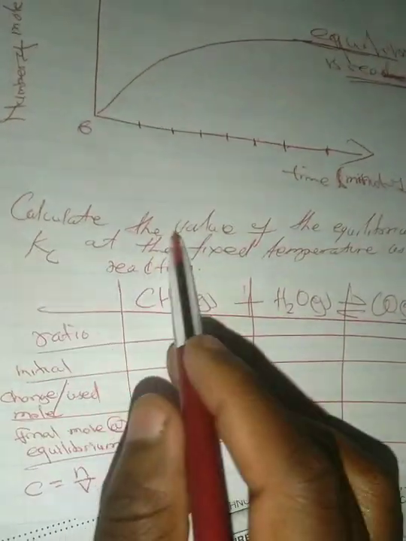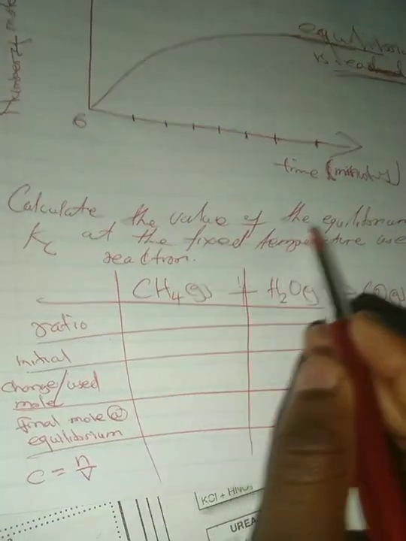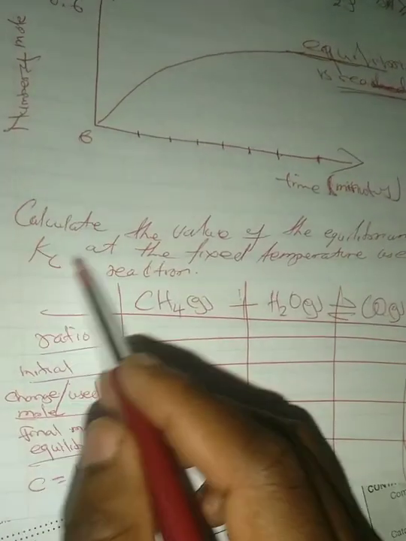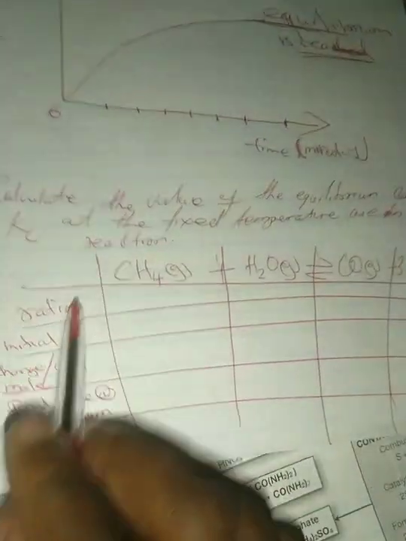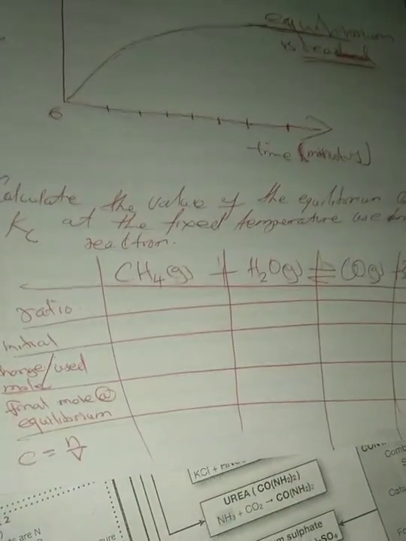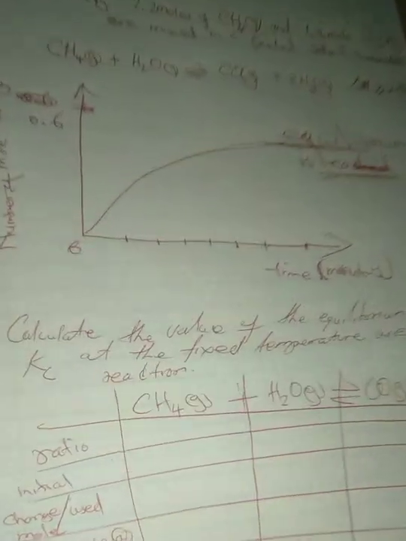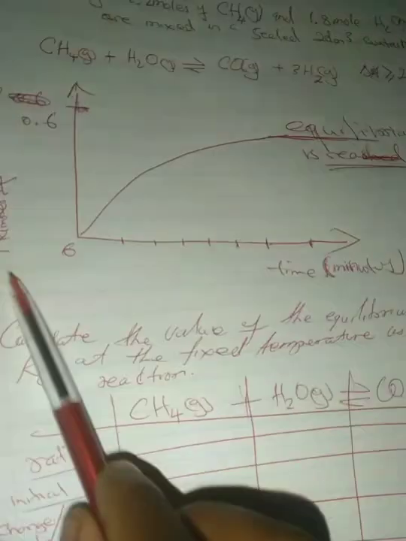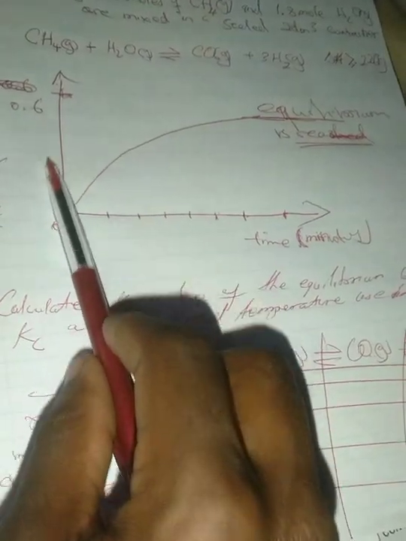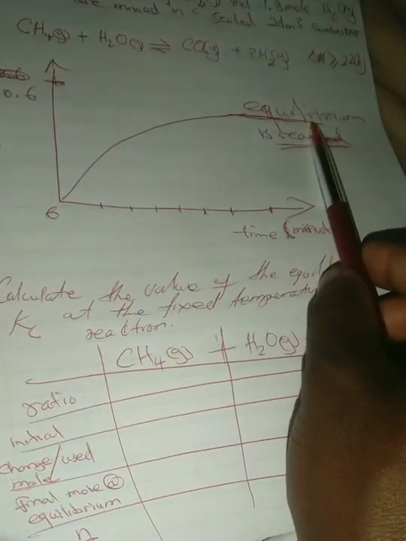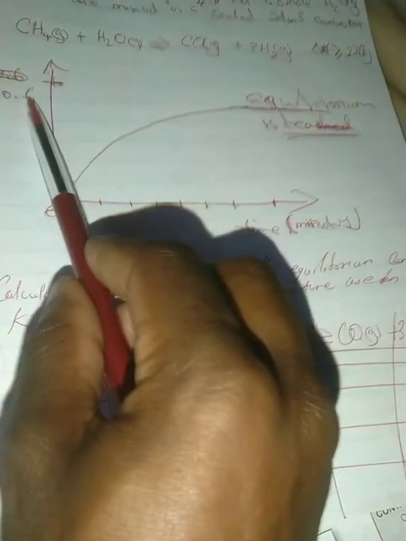The question says to calculate the value of Kc, the equilibrium constant, at the fixed temperature used in this reaction. They gave us a graph of the number of moles of CO gas, so you can see a certain value of moles at the time when equilibrium is reached. This means that this is the number of moles of carbon monoxide, or CO gas, at equilibrium.